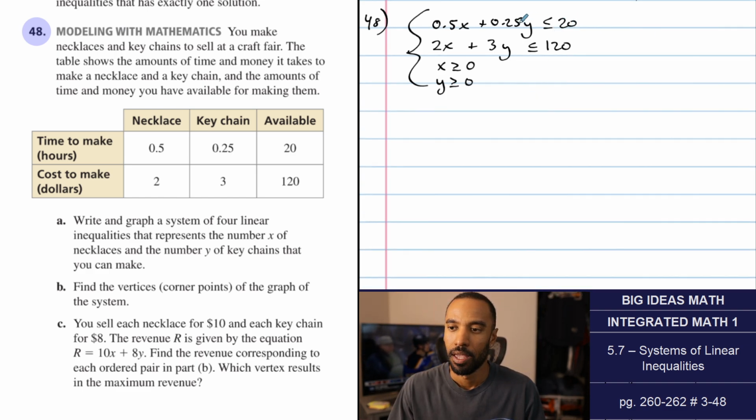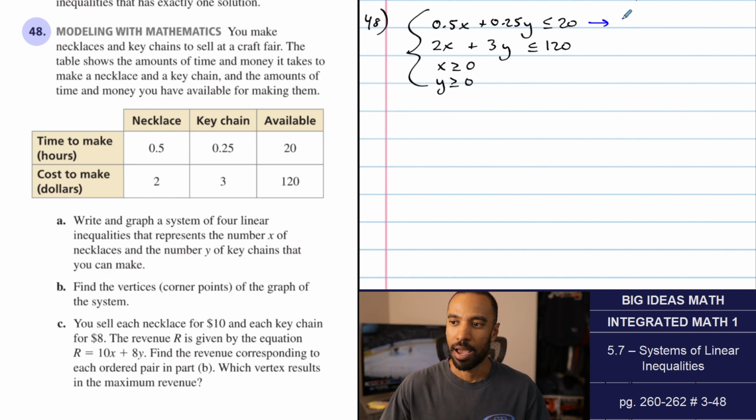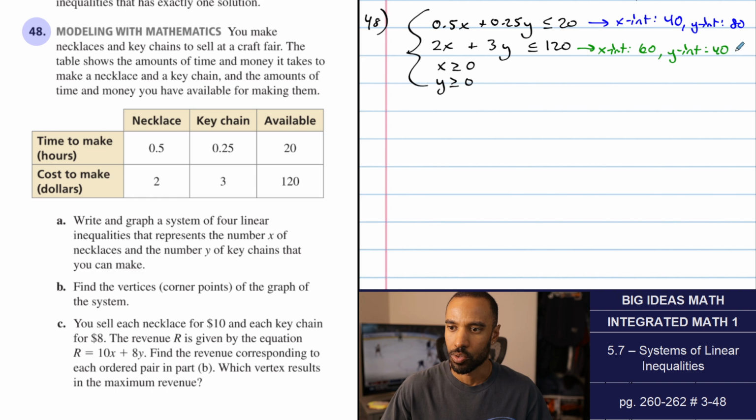Now I have to graph them. In order to graph these, I can come up with intercepts. These intercepts are clean. My x-intercept here, divided by 0.5 is times 2, so it's 40. My y-intercept, times 4, is 80. And then my x-intercept here, in a different color, is 60 divided by 2, which is 30, and my y-intercept is 40. And of course, the other two just bound us within the first quadrant.